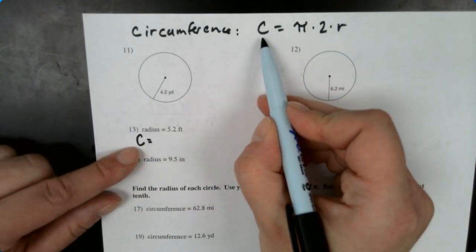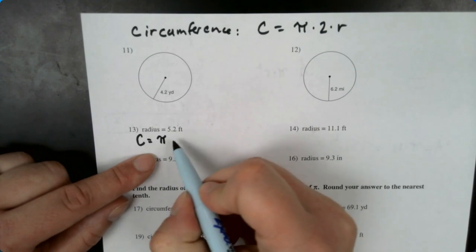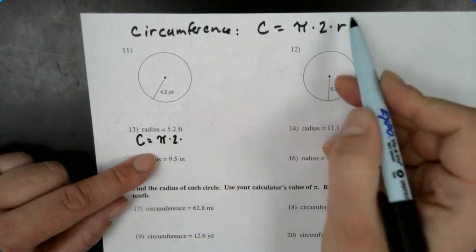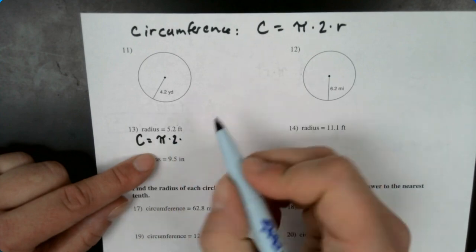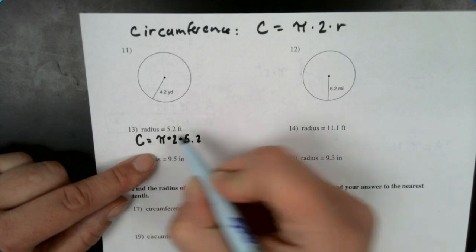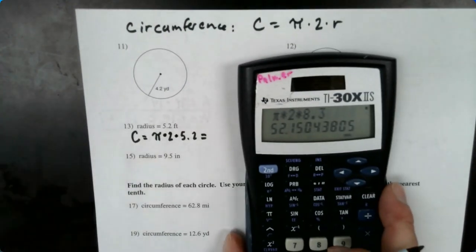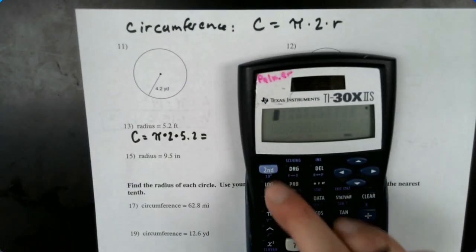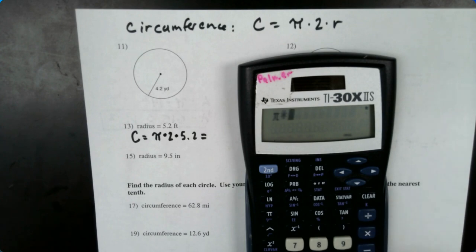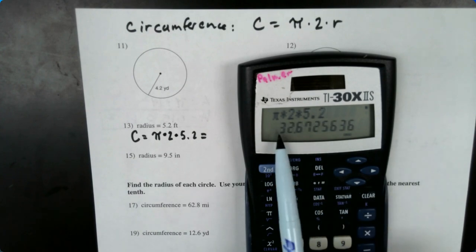So our circumference is going to be pi times 2 times the radius. And they give us the radius right here, so we can just write that in. 5.2. These are multiplies. Hopefully that is clear enough. Okay, and then I'm going to plug that in on my calculator. Pi times 2 times 5.2. Oh, yeah, it's 5.2. Okay. All right. We're rounding to one decimal place, so 32.67.